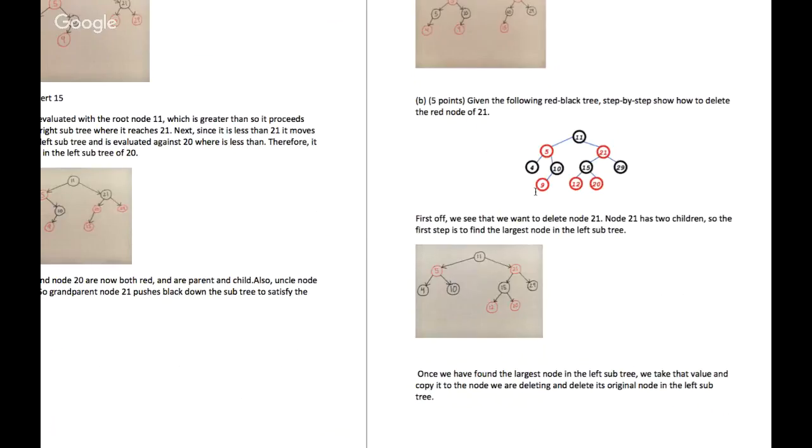It's not used because it's in the complete opposite subtree. So first, we want to delete node 21. Node 21 has two children, 15 and 29. So the first step is to find the largest node in the left subtree. As you can see from the picture, the largest one is going to be the red 20.